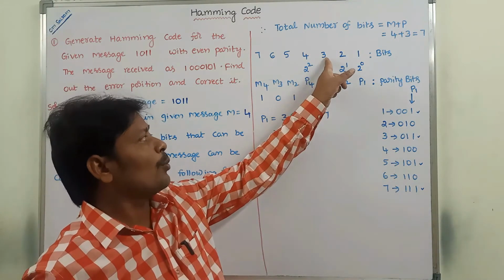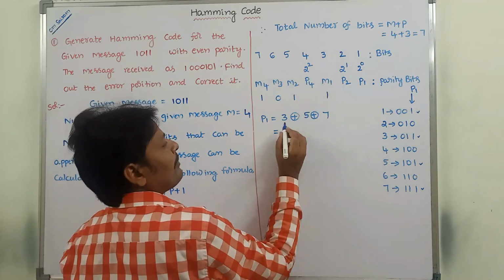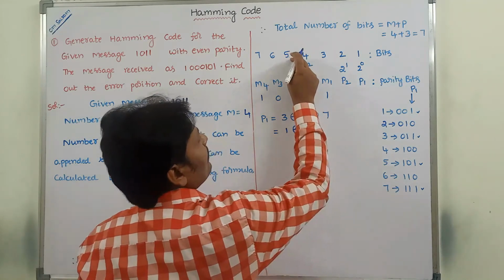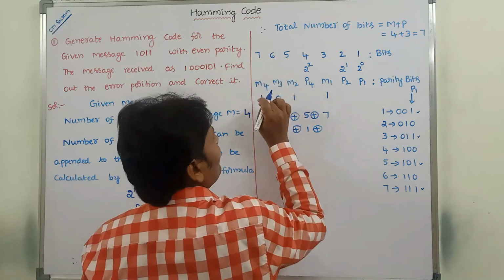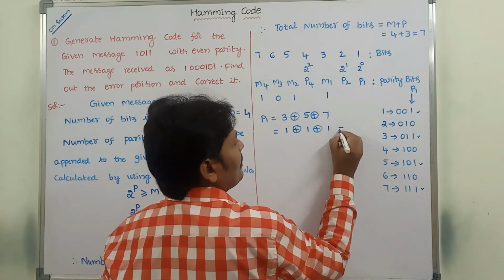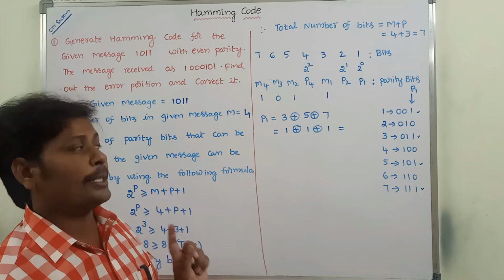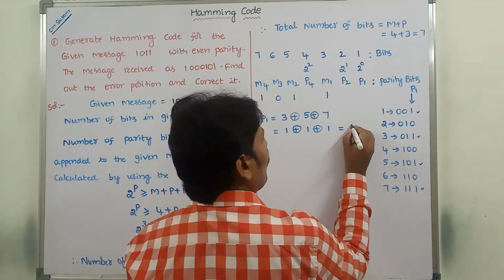At 3, what is the message bit value? At 3, the message bit value is 1, exclusive OR. At 5, the message bit value is 1. At 7, the message bit value is 1. So 1 exclusive OR 1 is 0, and 0 exclusive OR 1 is 1.